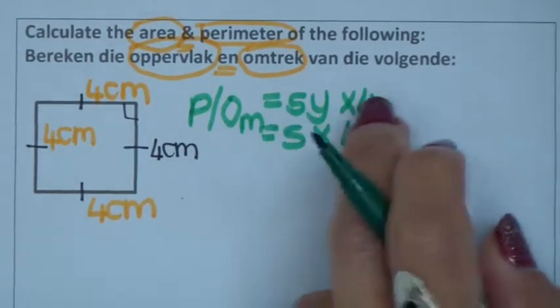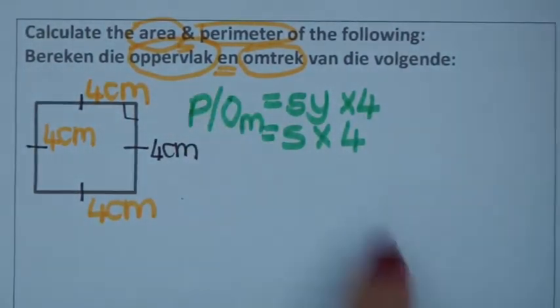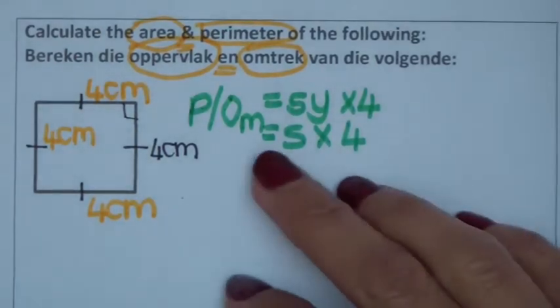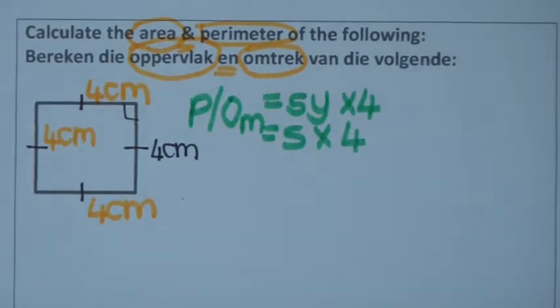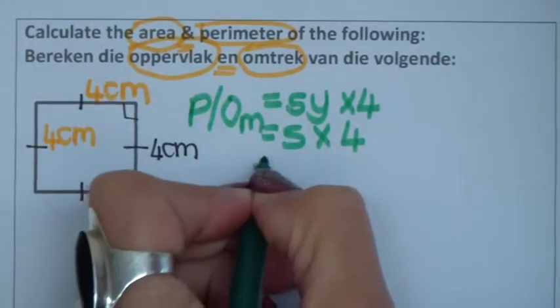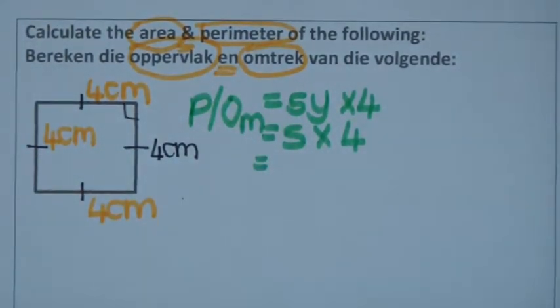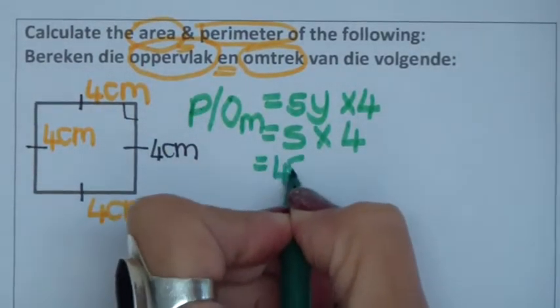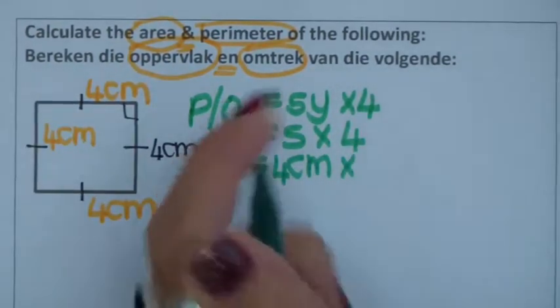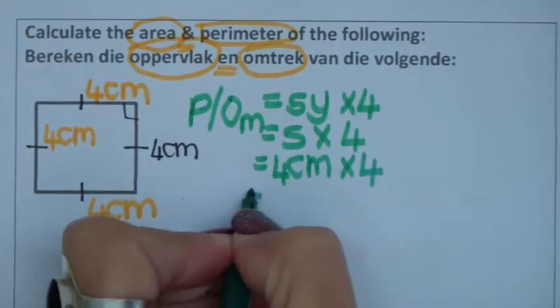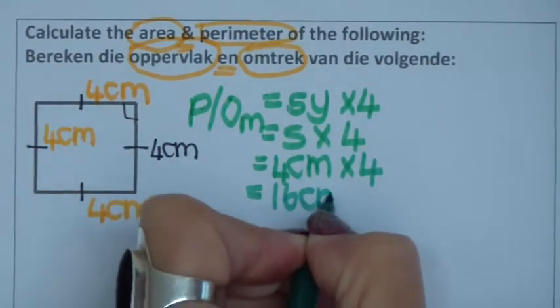Side times 4, or S times 4, that will then be side times 4. Okay, so let's fill it in. Now we're going to say one side, that's 4 centimeters, multiplied by 4, because there are 4 sides, and that is equal to 16 centimeters.